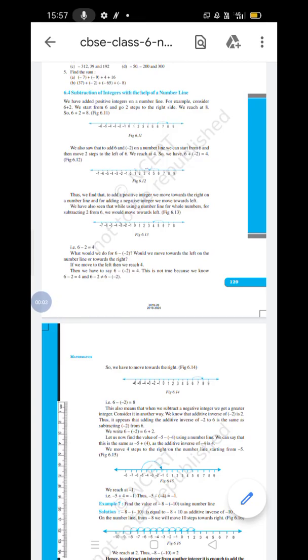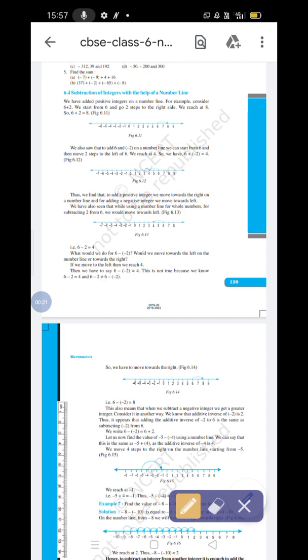Good morning students. Today we are going to learn about subtraction of integers with the help of the number line. Using the number line, you have learned previously how to add integers. In this class you are going to learn how to subtract integers by using the number line.